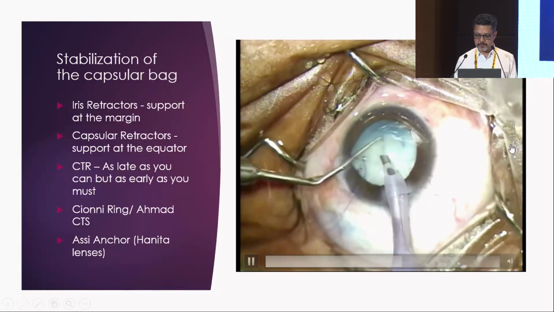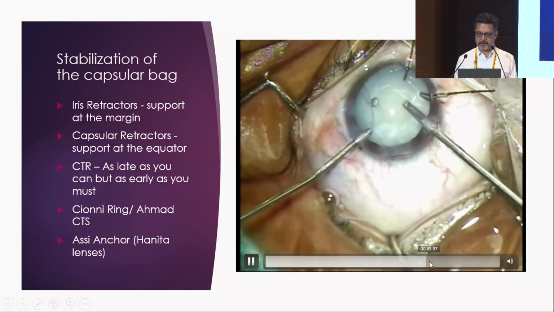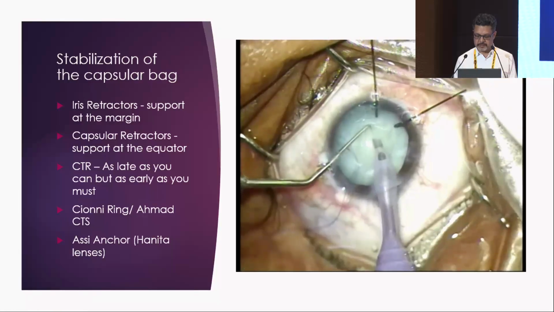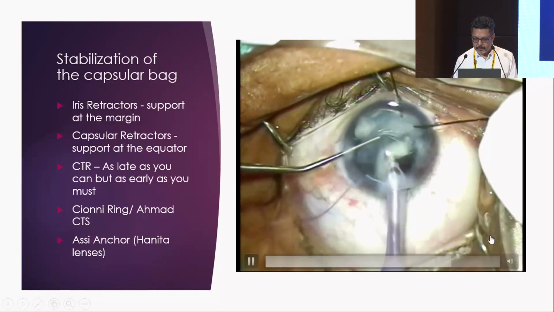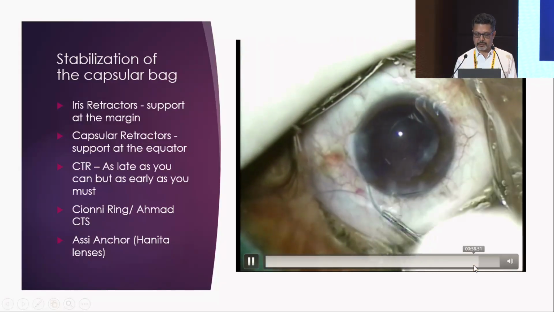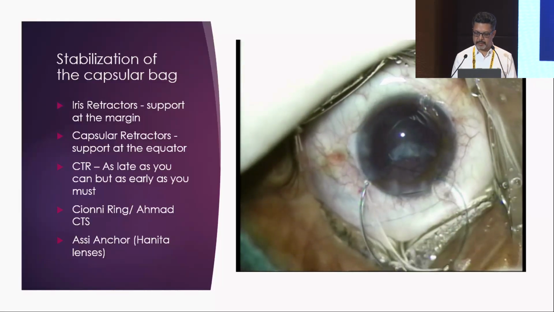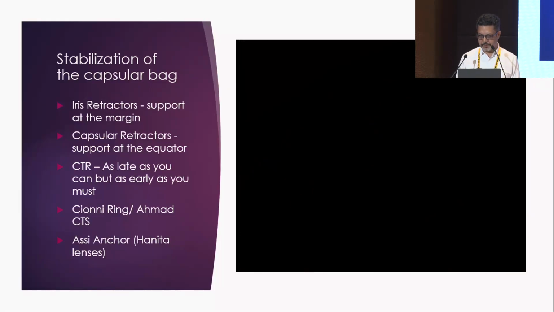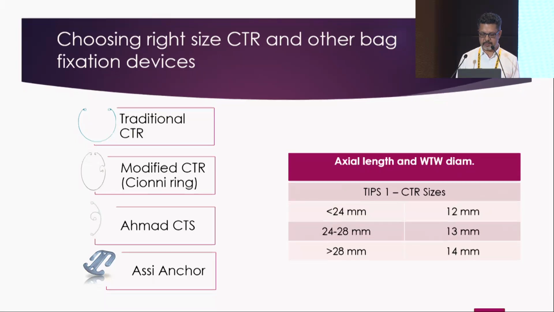In this case, after doing the nuclear emulsification, we found there was vitreous coming out and there was a posterior capsular defect. So I had to take out the CTR, and we did the vitrectomy, and we implanted silicone oil in this case. The right size of CTR is also important. For most cases, the medium size CTR is sufficient.